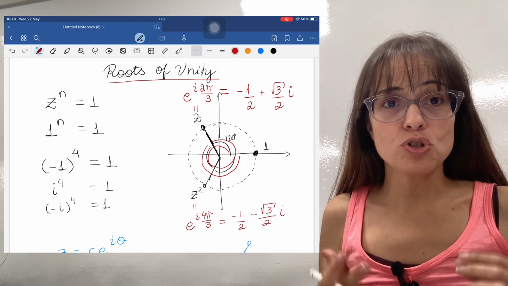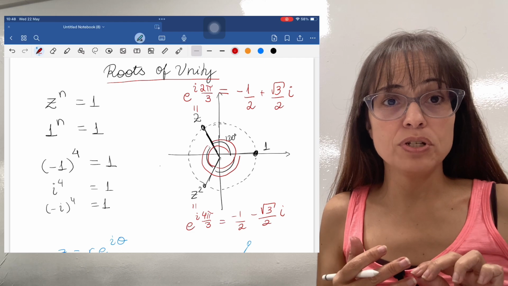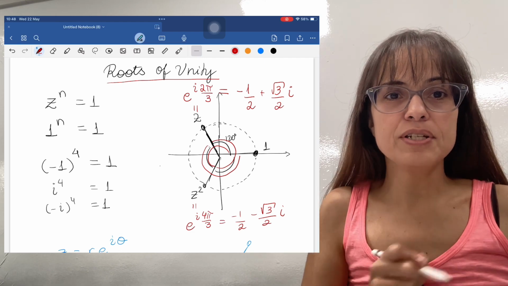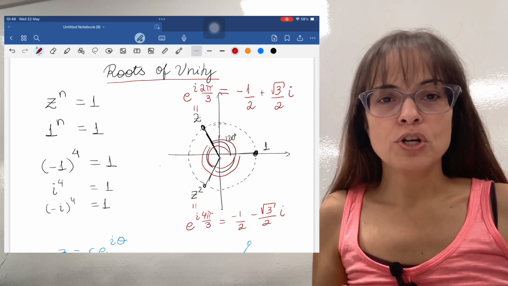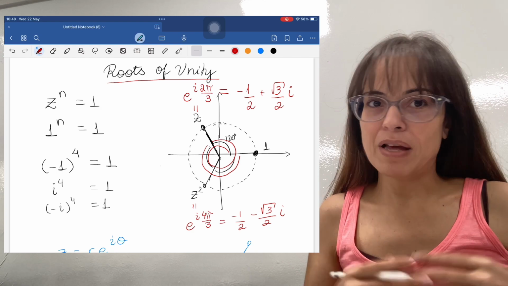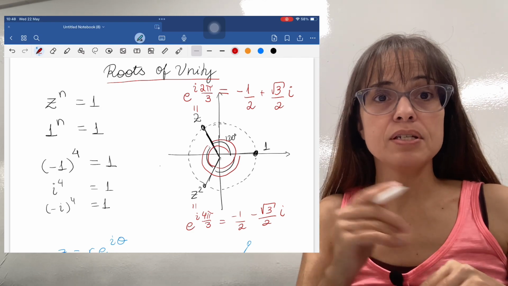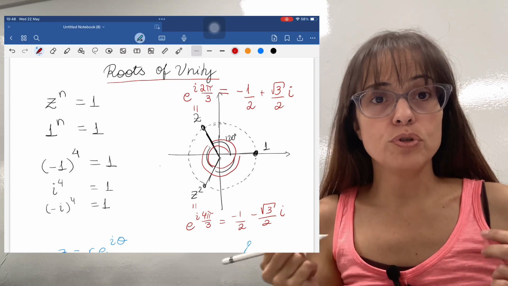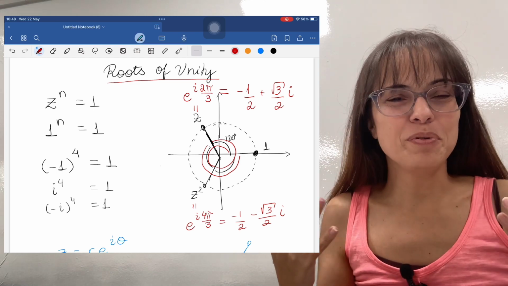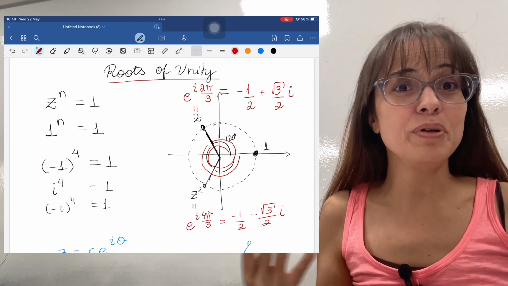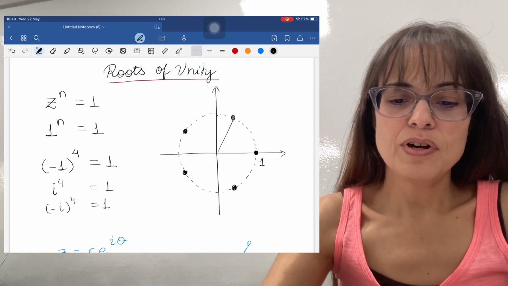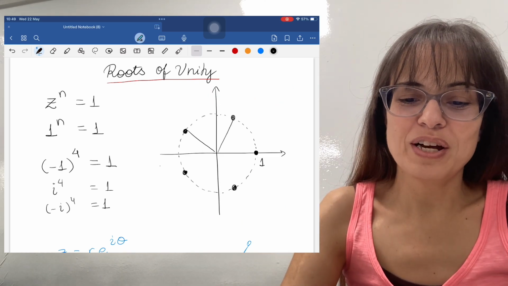But the moral of the story is that the roots of unity are always equally spaced around a circle. So if you want the 8th roots of unity, you take your circle, you cut it into 8 equal pieces, and those points are going to be the roots of unity. 8 is a particularly easy number to draw, but it could be any number. 5 is very difficult to draw, but I tried it anyway.